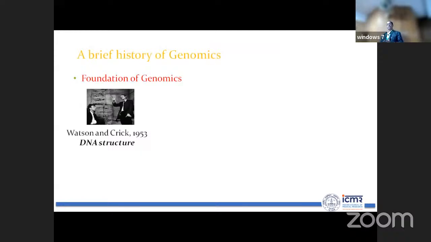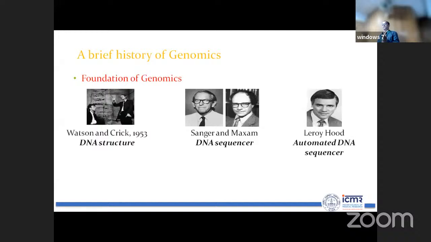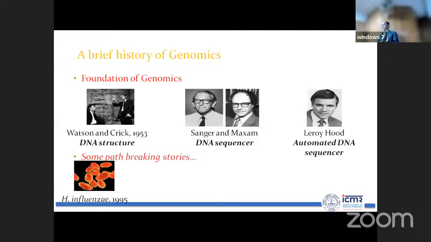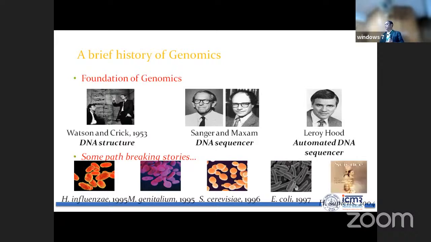Then a brief history: you can see the foundation of genomics was laid in 1953, followed by the DNA sequencer developed by Sanger and Maxam, then the automated DNA sequencer, and in 1995 the first genome was sequenced, which is of Haemophilus influenzae. Okay. Then subsequently, the breakthrough in genome sequencing came when we went towards sequencing the complete human genome.